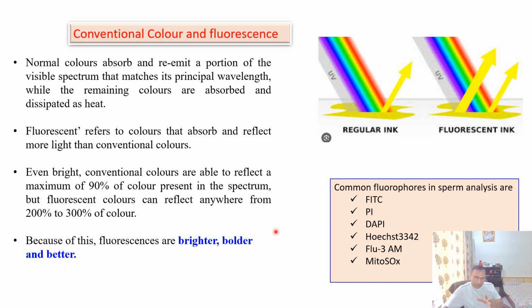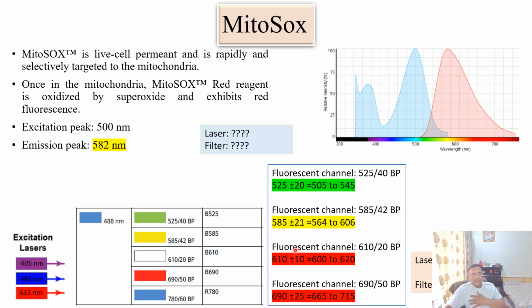In semen analysis, the most common fluorophores we use are FITC, which we see in the green filter, PI in the red filter, DAPI, Hoechst, and MitoSOX. These are some examples of the fluorophores that we use for the analysis of different parameters of semen samples. Here we give an example so that you can understand what laser and filter should be used, and how we can analyze the sample.